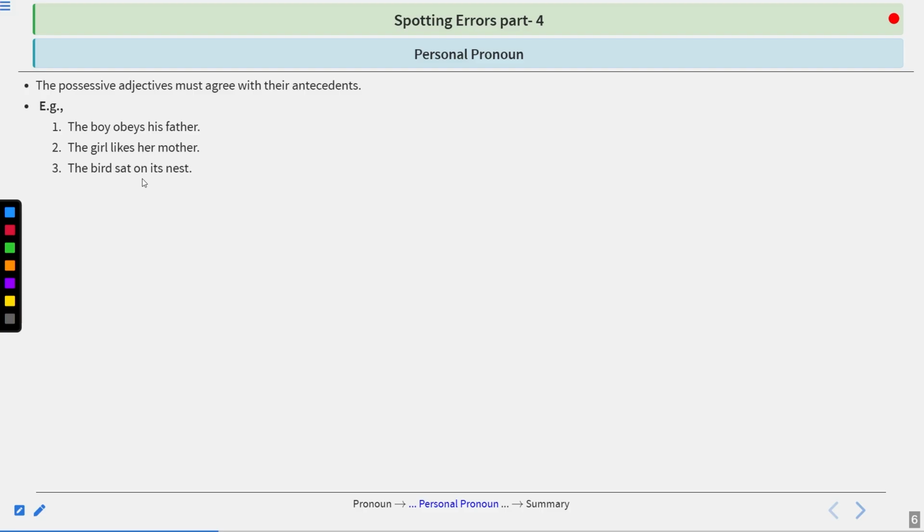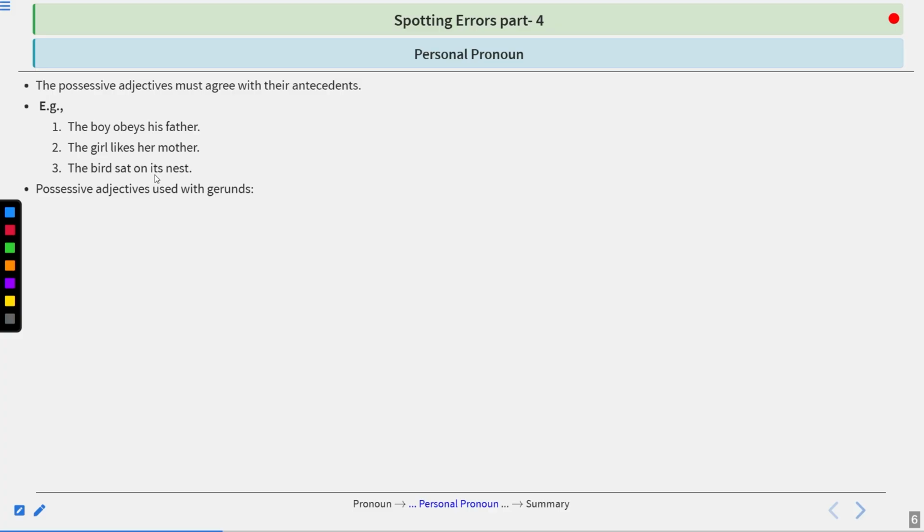The bird sat on its nest. Its is referring to bird. Bird is an antecedent. I hope you have understood. And the possessive adjective must agree with its antecedent. Because the boy is there, we have used his, the masculine one. The girl is here, we have used her, the feminine one. And for the bird, lifeless things, we use the neuter gender, or when the gender is not clear.